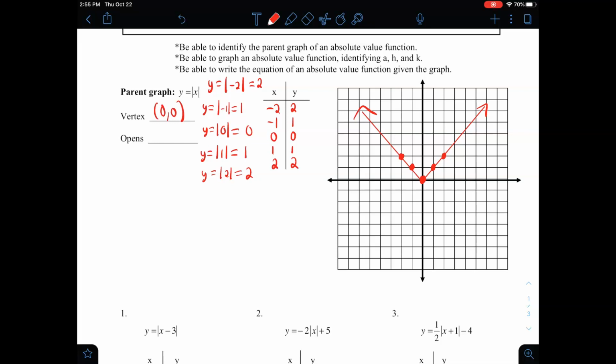All right, and which way does this graph open? Is it open up or open down? The original parent function is going to be open up. The V is facing upwards.